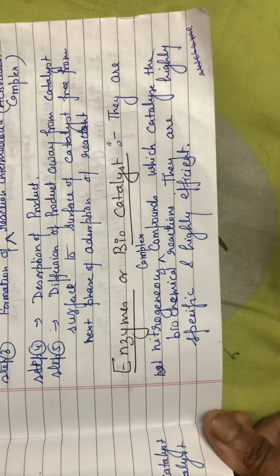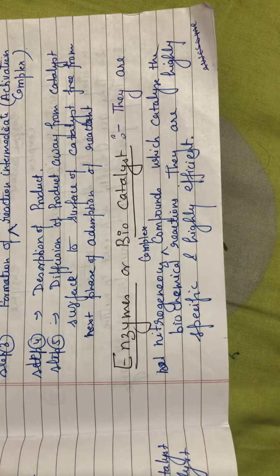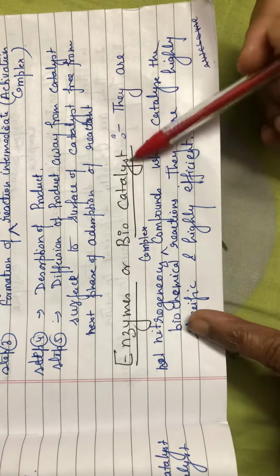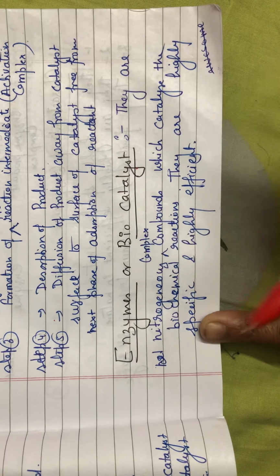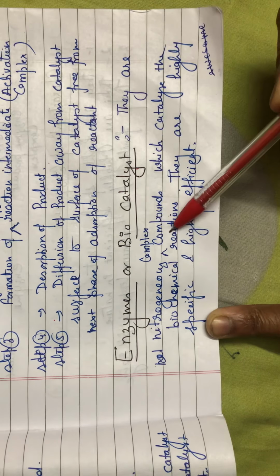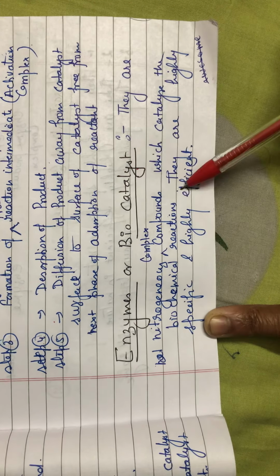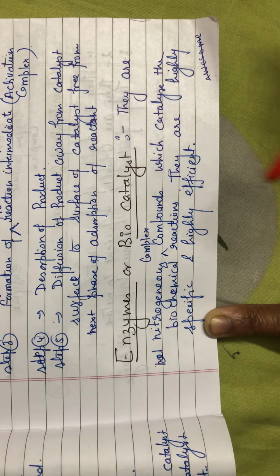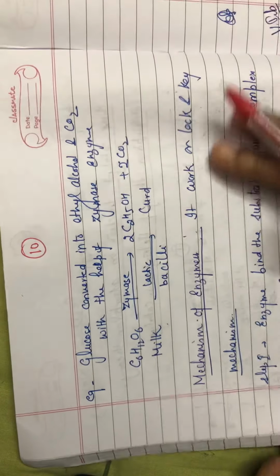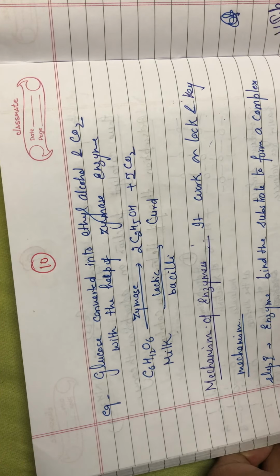Now we are going to discuss enzymes. What are enzymes? As you know, it is also a catalyst, which acts as a catalyst for many biochemical reactions. So we can define it: enzymes are nitrogen containing complex compounds which catalyze biochemical reactions. They are highly specific and highly efficient. What does it mean by highly specific and highly efficient? We'll discuss it in the characteristic properties of catalyst.